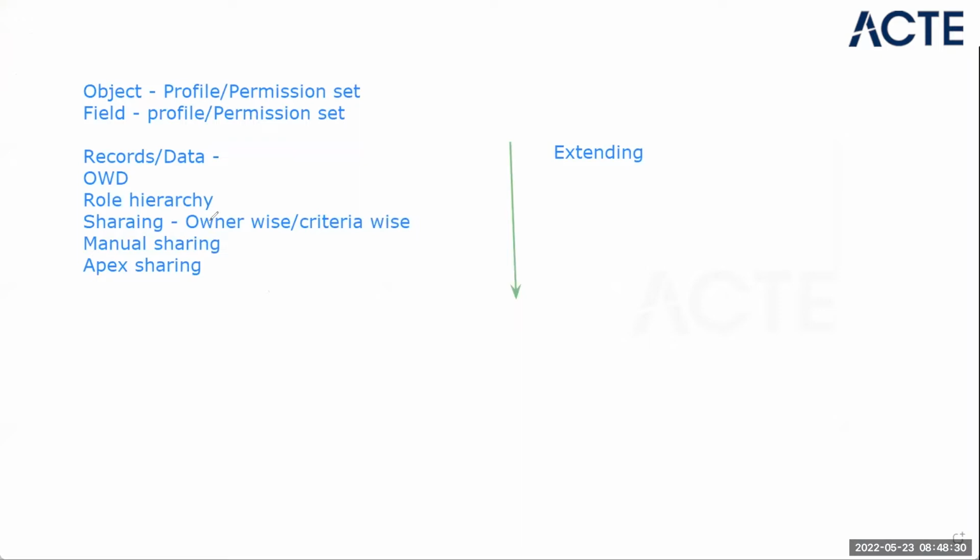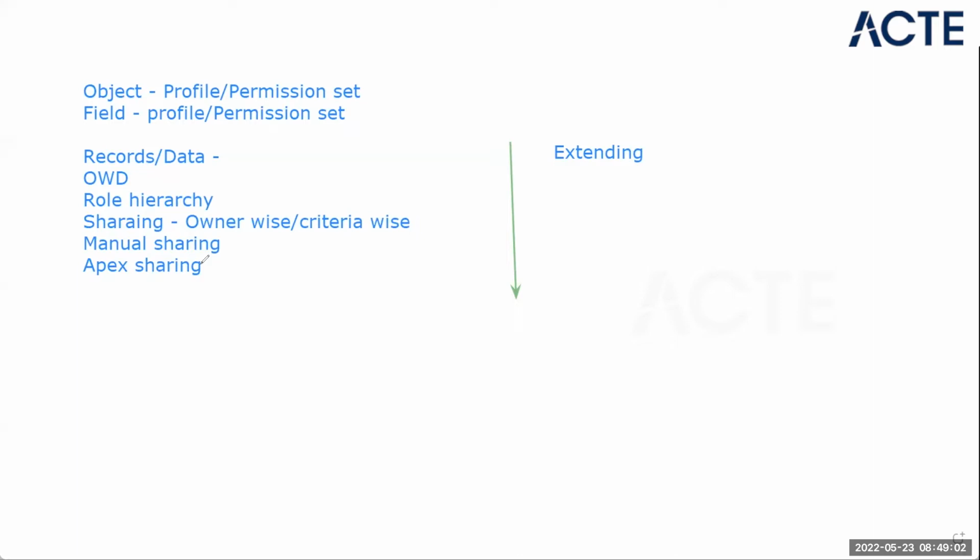So we have seen whenever we are going to extend the records for data sharing, there are 5 options available: OWD, role hierarchy, sharing rules, which can again be of 2 types, owner wise or criteria wise, then manual sharing and Apex sharing. And how are we going to manage this sharing of data? At the OWD level we will restrict the access, and at the manual or sharing levels we are going to extend the access.